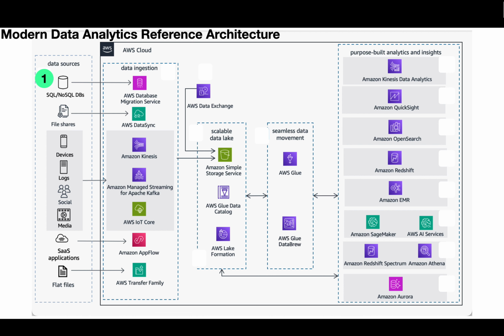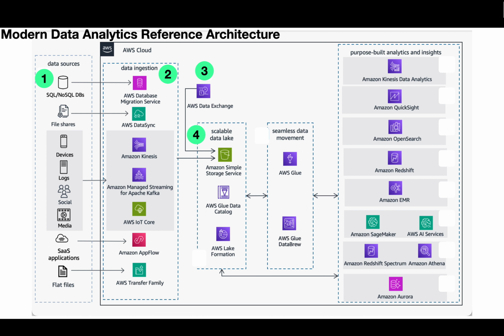1. Data is collected from multiple data sources across the enterprise: SaaS applications, edge devices, logs, streaming media, flat files, and social networks. 2. Based on the type of the data source, AWS Database Migration Service (AWS DMS), AWS DataSync, Amazon Kinesis, Amazon Managed Streaming for Apache Kafka, AWS IoT Core, Amazon AppFlow, and AWS Transfer Family ingest the data into a data lake in AWS. 3. AWS Data Exchange integrates third-party data into the data lake.